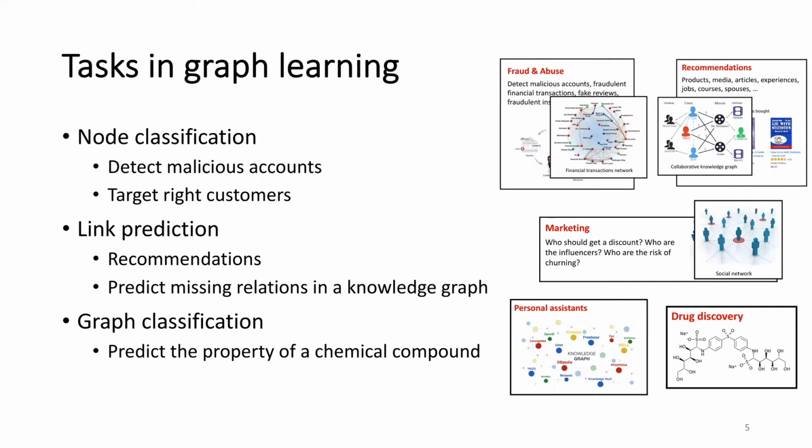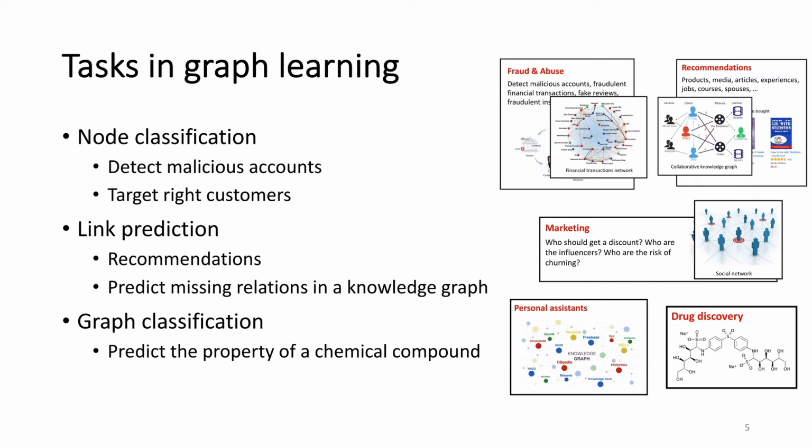So when we talk about graph learning or machine learning on graphs, we usually consider three tasks. The first task is node classification. The second task is link prediction. The third task is graph classification. Within node classification, the goal is to predict the class, or some form of value, for each node in the network. Things like detecting malicious accounts or targeting the right customers are instances of node classification tasks.